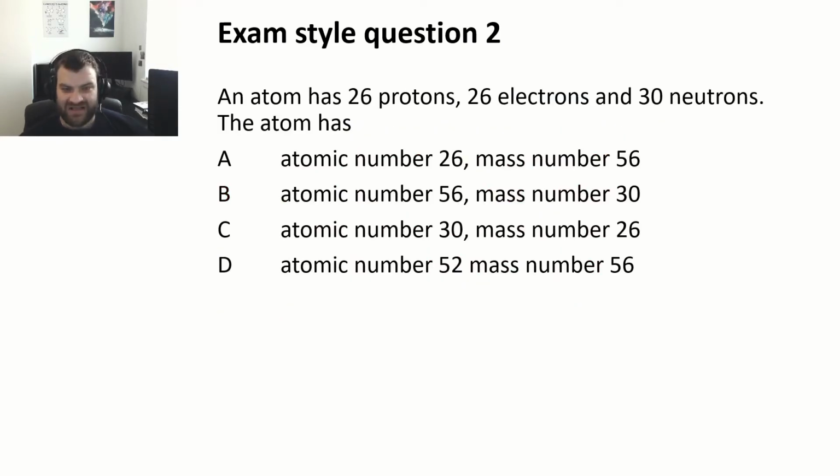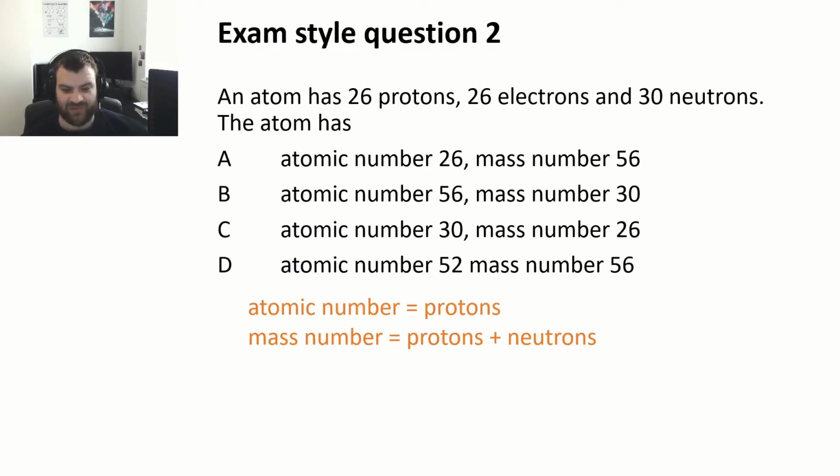We can be asked about atomic number and mass number. So here we've got the fact that it's got 26 protons, and the atomic number is the number of protons. And our mass number is the number of protons plus neutrons. So using the information that we've got above, that means that we've got an atomic number of 26 and a mass number of 56.